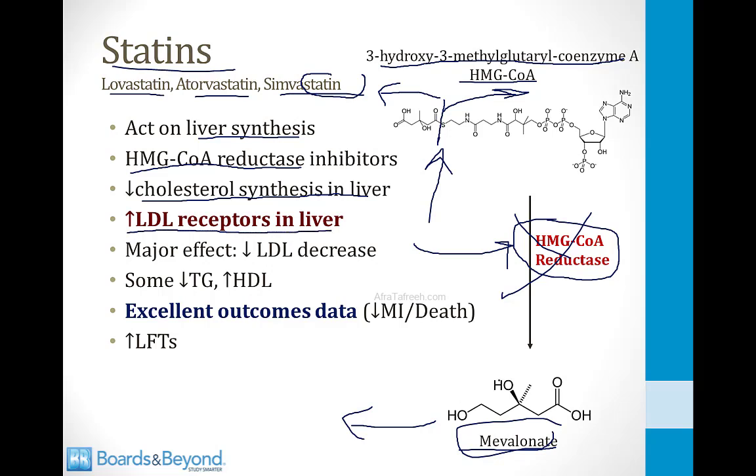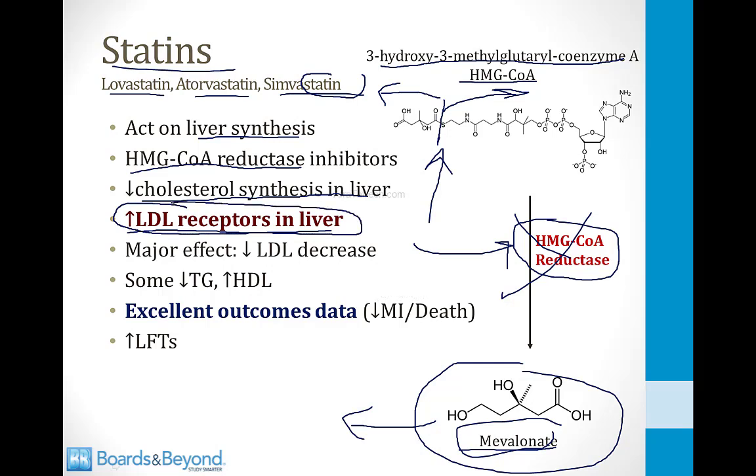Because the liver can't synthesize its own cholesterol from mevalonate, it will add LDL receptors to the surface of cells to try to pull in LDL molecules and get cholesterol from those lipid particles. This increase in LDL receptors on the surface of liver cells is what lowers the LDL levels in the plasma, and therefore the major effect of these drugs is to decrease LDL levels.